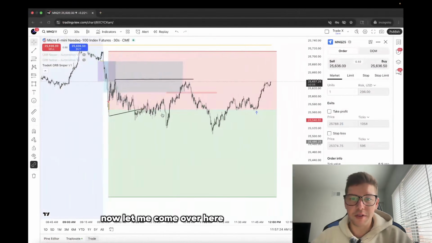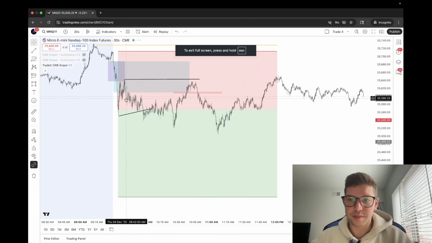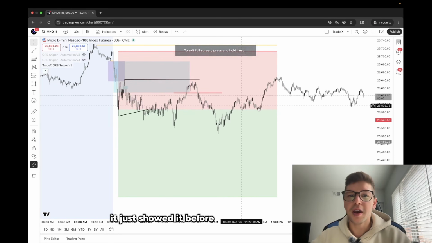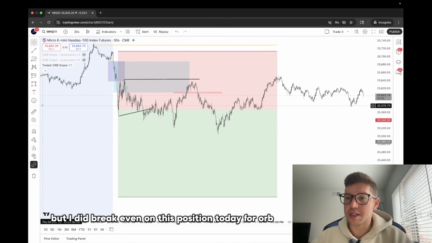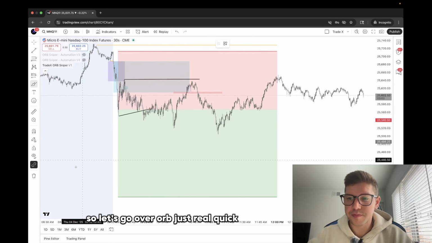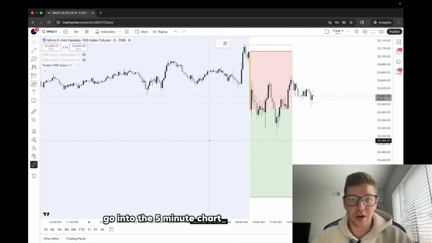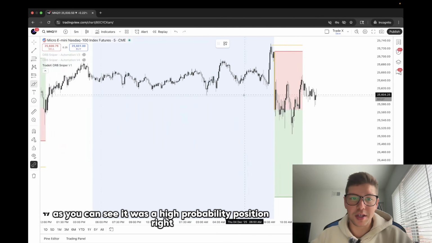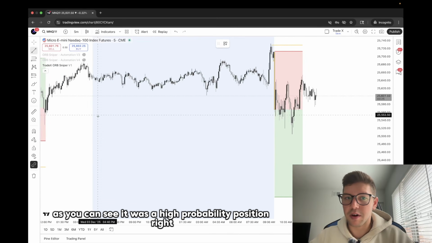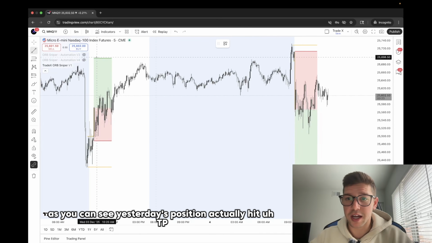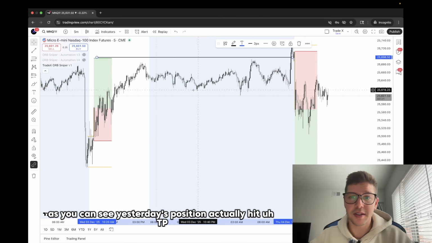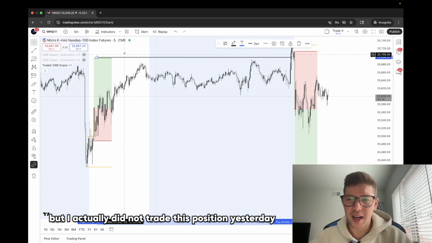Now, let me come over here, show you guys. It just showed it before, but I did break even on this position today for ORB. So let's go over ORB just real quick. Go into the 5-minute chart. As you can see, it was a high probability position, right? As you can see, yesterday's position actually hit TP. I know I didn't do a breakdown, but I actually did not trade this position yesterday.